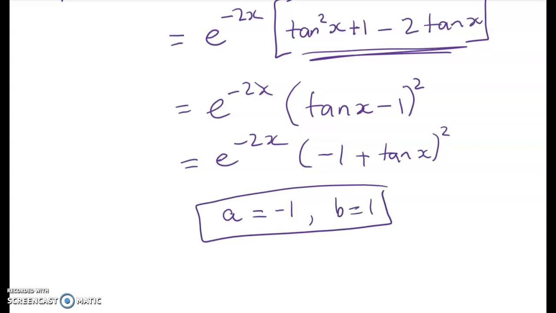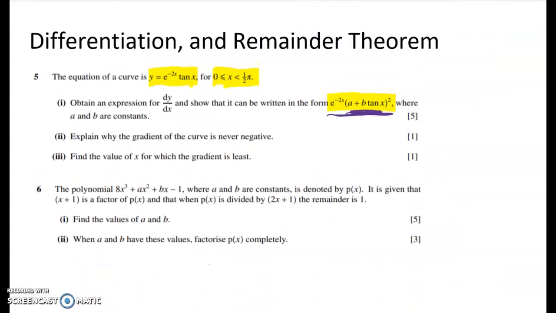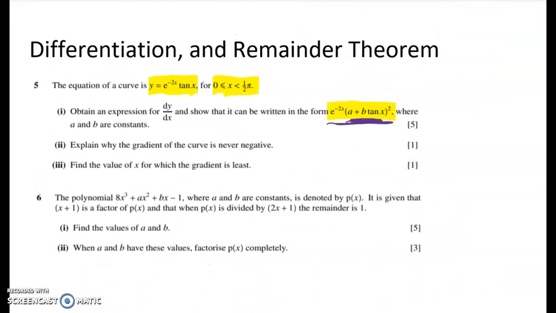Let's just go up and check what we've got to do with it next. Okay, so now that was worth 5 marks. We've got to explain why the gradient of the curve is never negative, and then we have to find the value of x that minimizes the gradient.